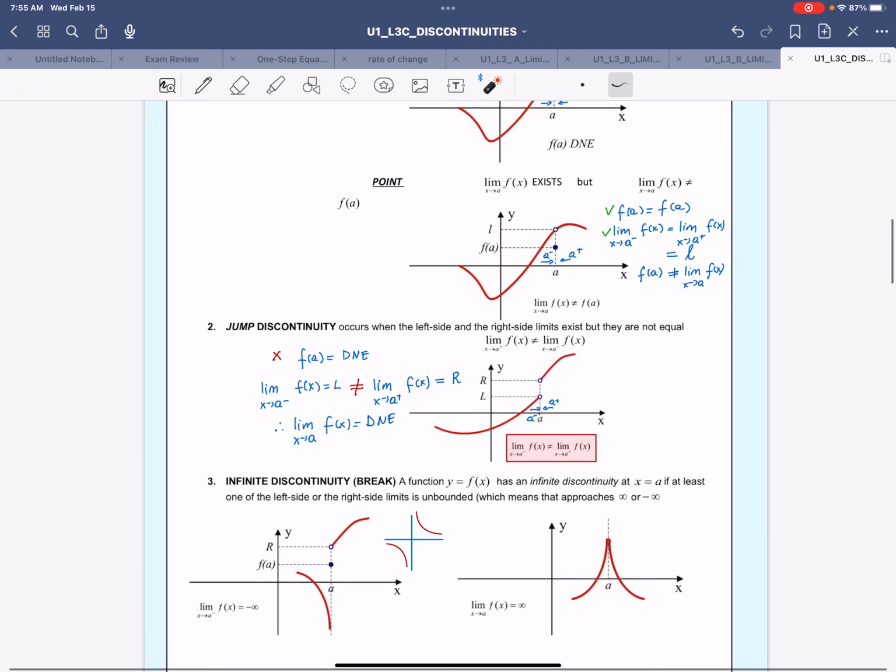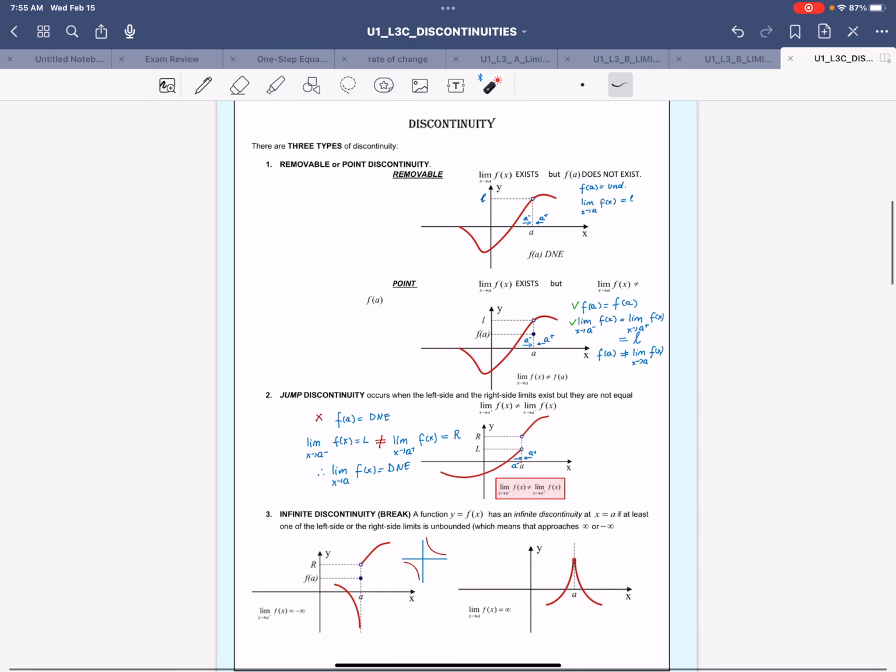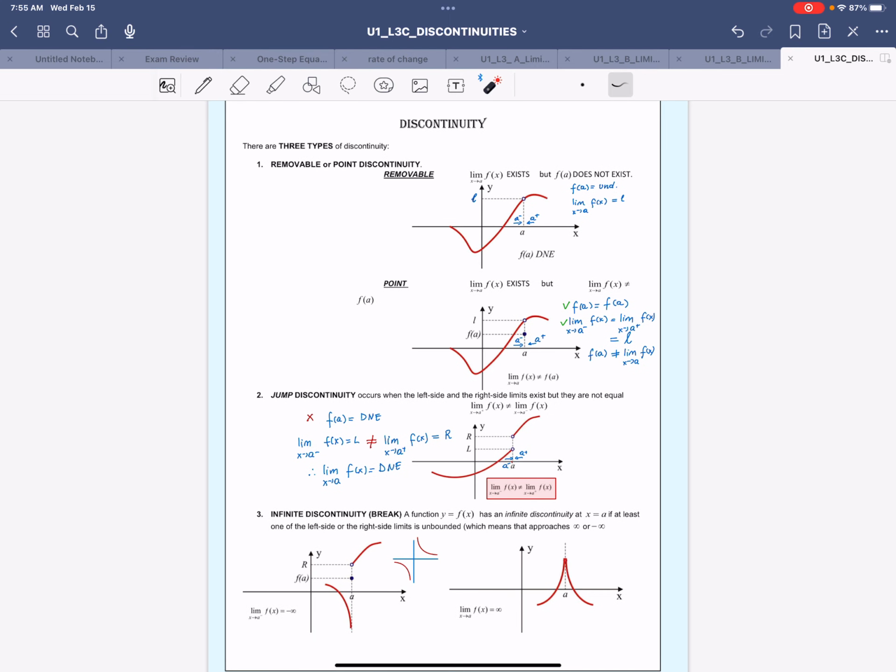So these are the main definitions and how discontinuity of a function can be described and explained. I hope you find this useful. I hope this made sense.